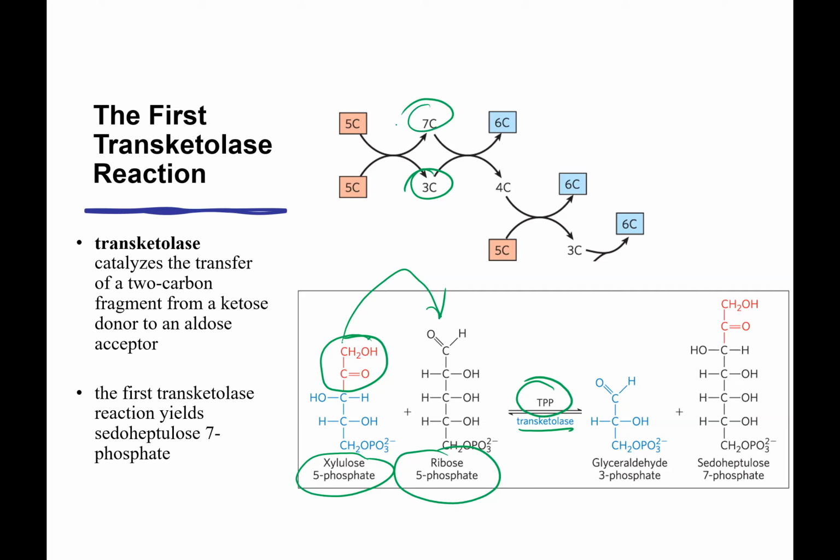So we'll put our TK here, right? Transketolase. But we know the next one is a transaldolase. But for now, we're just showing this first part right here, the production of sedoheptulose 7-phosphate and glyceraldehyde 3-phosphate. So we're going from a ketose donor to an aldehyde acceptor, right? Or an aldose sugar acceptor.